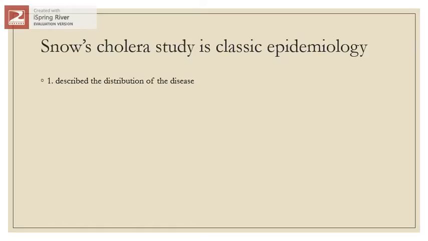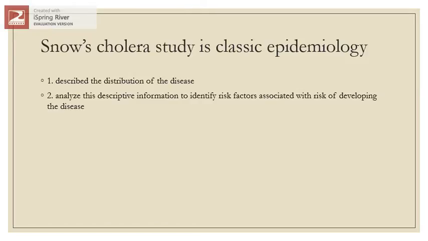So what he did was he described the distribution of cholera. That's what you saw in that map. Near the well, high number of cases of cholera. As you get further and further away from that well, fewer cases. He used that map, that distribution, to analyze all of these situations, the brewery, the prison, and he identified a risk factor that he thought was associated with the risk of developing cholera, and that was drinking certain water.